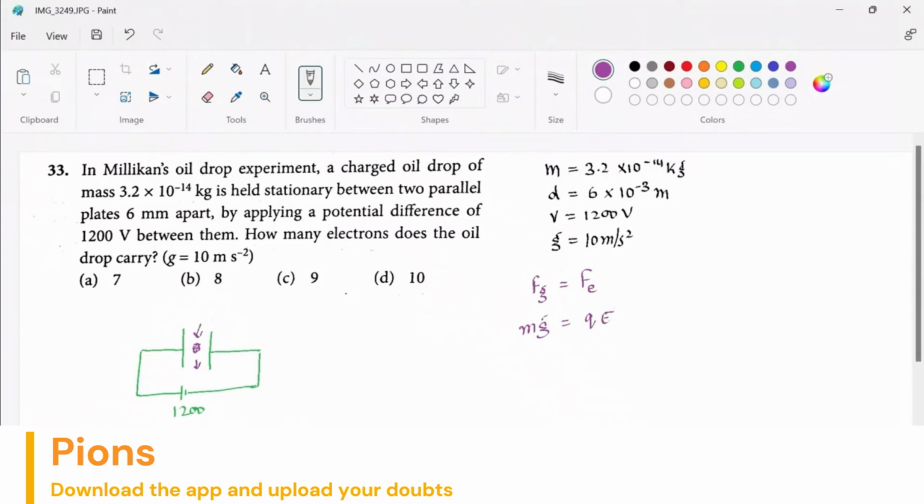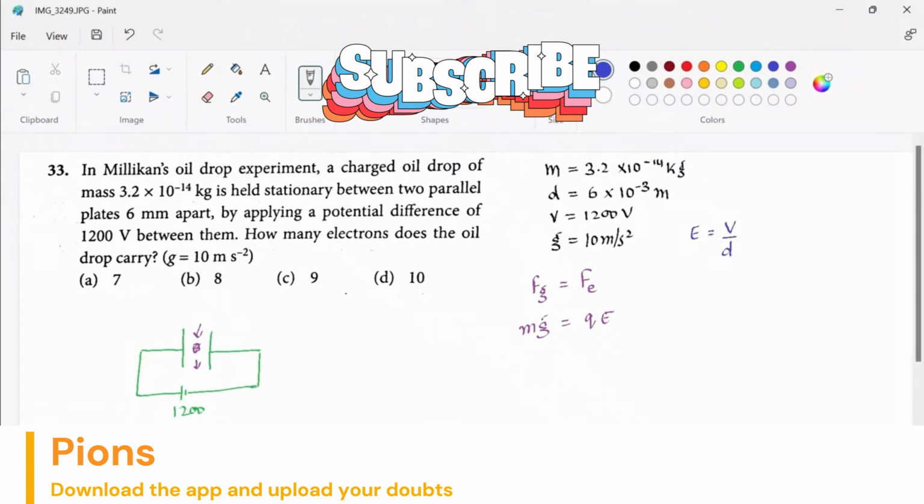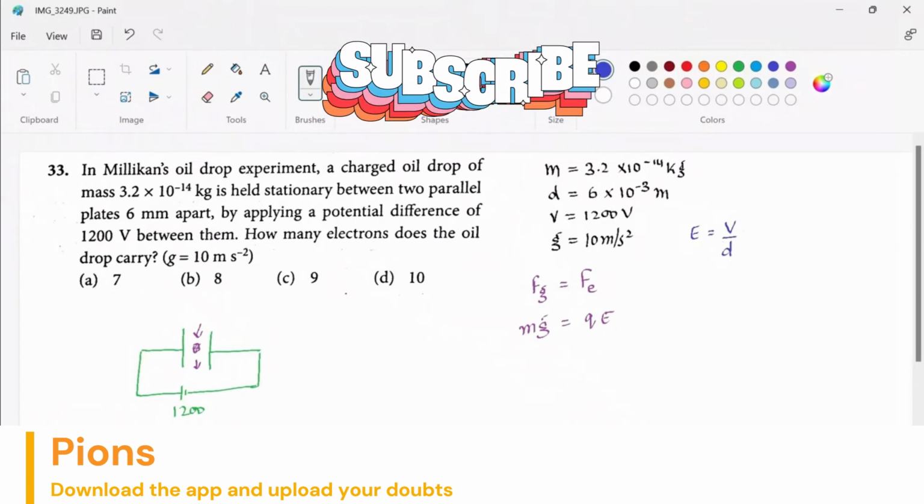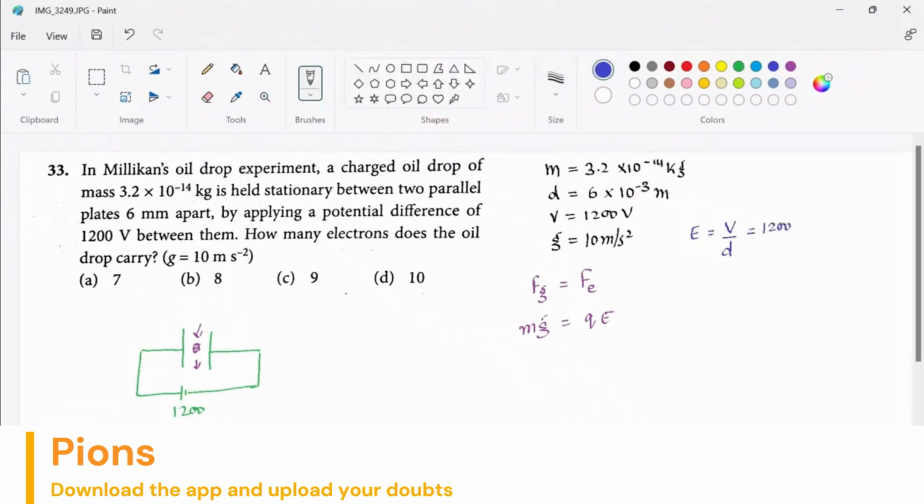Sir, how will you calculate the electric field? We know that the electric field E equals V upon d. What is V? V here is the potential, 1200 volt, divided by the separation, that is 6 into 10 raised to minus 3. That will give us the electric field. So how much will you get here? 2 into 10 to the power 5. 2 zeros and 3 here. 2 into 10 to the power 5 Newton per Coulomb. That's our electric field. Okay, great.